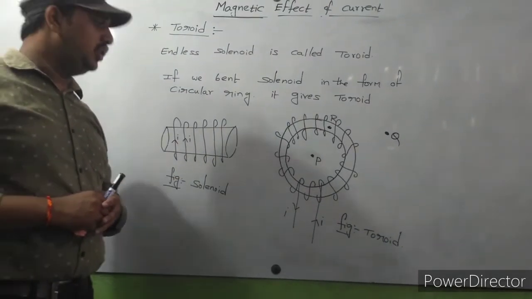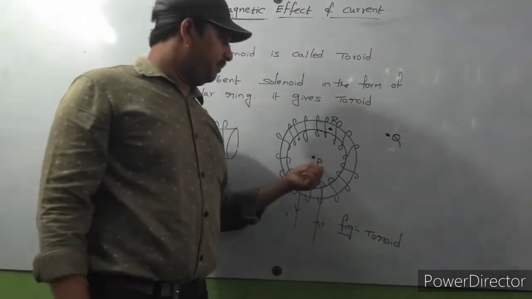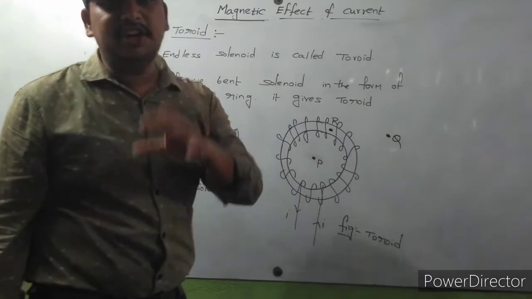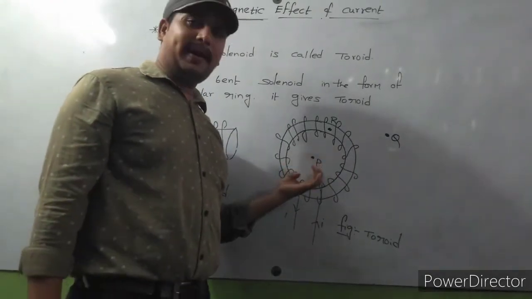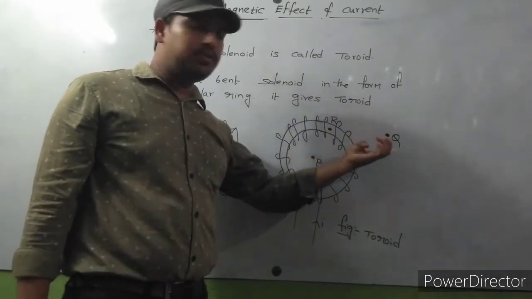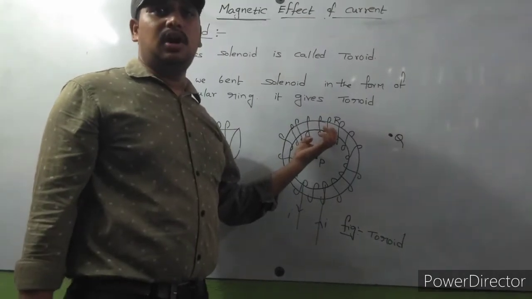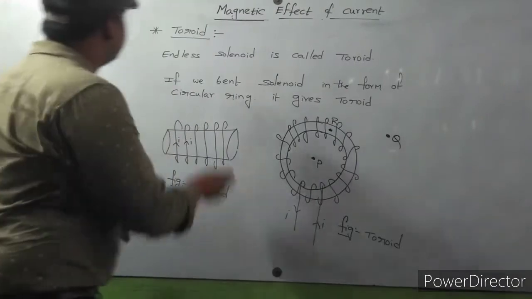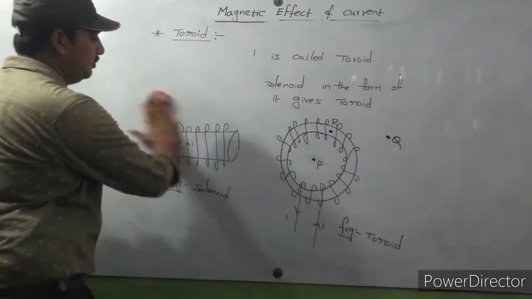Here I consider 3 points: point P, point Q, point R. We need to find the magnetic field at point P, at point Q, and at point R due to this toroid. Please observe carefully. Now I will find it.